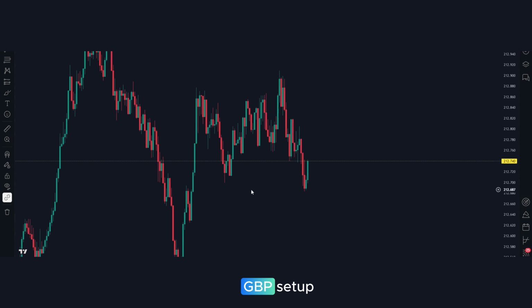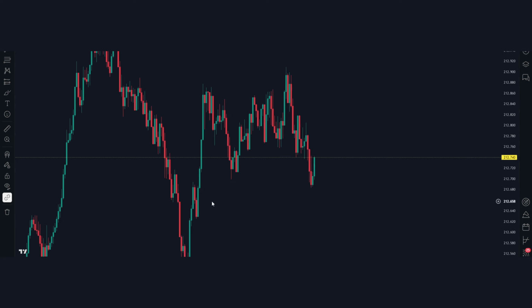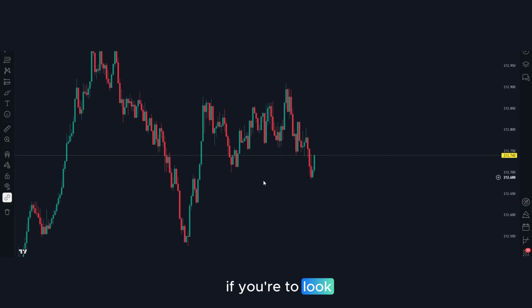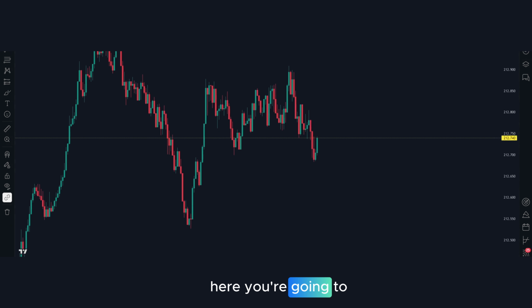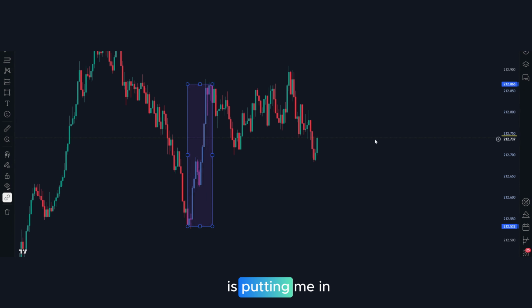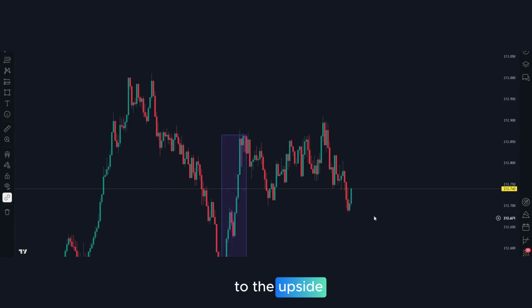So we had a GBP setup, and this was in the London session as always. So the first thing that you're going to identify is, if you look on the left hand side of this chart here, you're going to see this strong bullish push to the upside, and this one already is putting me in a buy mode. So I'm going to be setting my buy bias with this clean push to the upside.